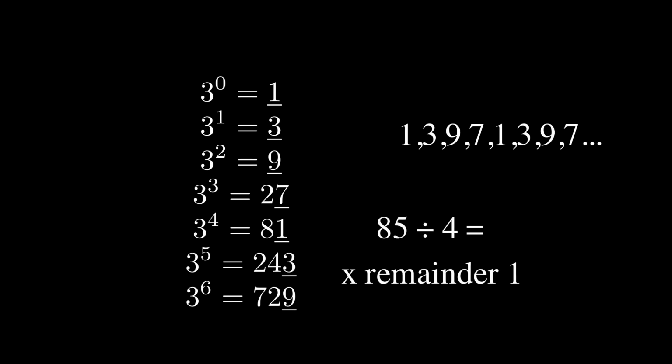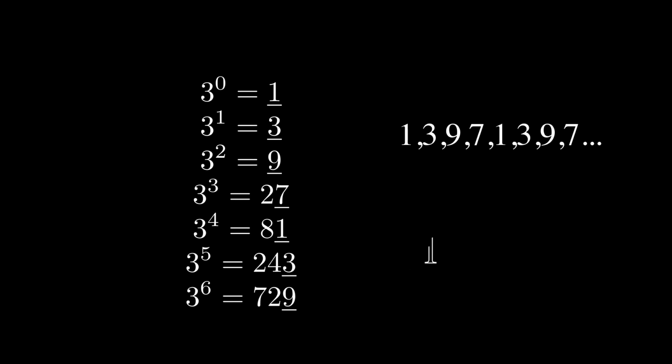Here's another way to look at it. When you divide 85 by 4, you get the remainder 1. And the units digit of 3 to the power of 1 is 3. So the units digit of 3 to the power of 85 is also going to be 3.